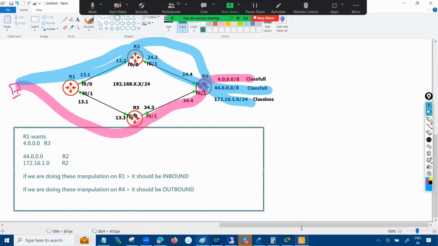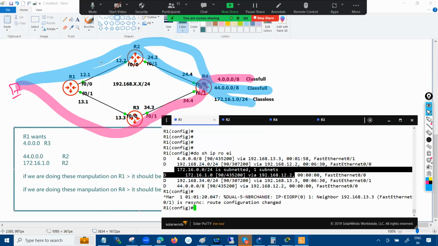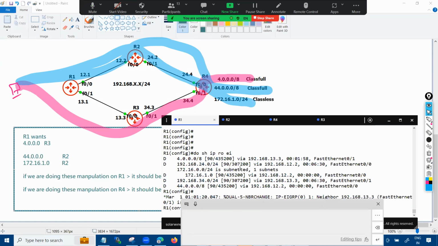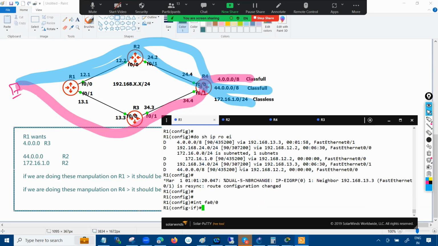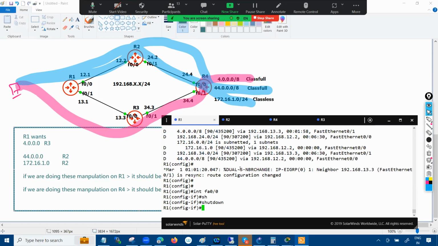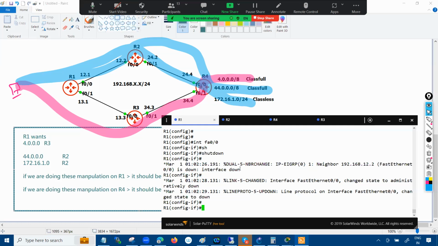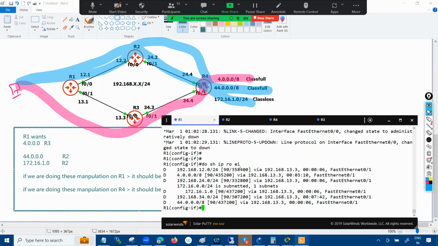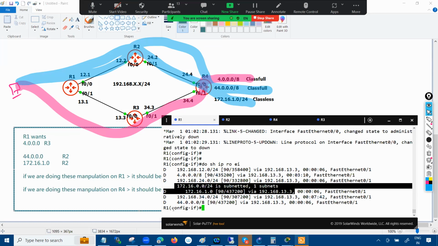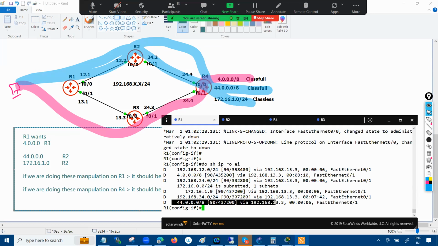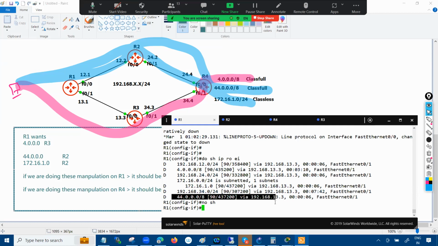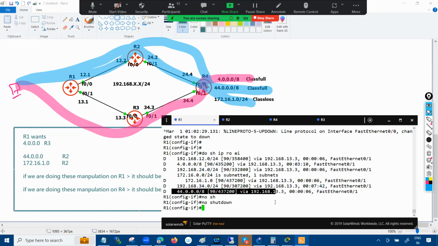And of course, it doesn't mean that this is the only link for the 44.0 network and 172.0. If I shut down this link, 0/1, I still have a backup, man. That's also a good thing. I'll still have a backup. See that? 13.3 now. But when the primary comes up, it will go by the primary only.